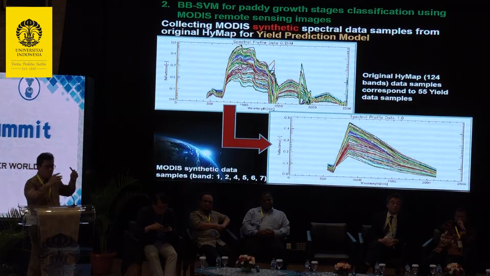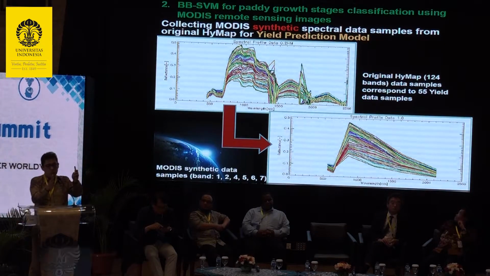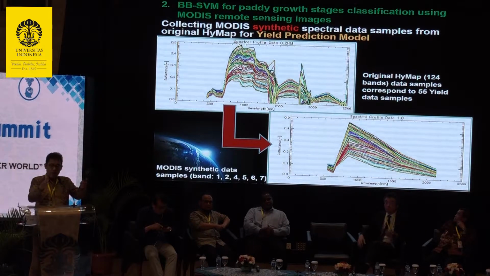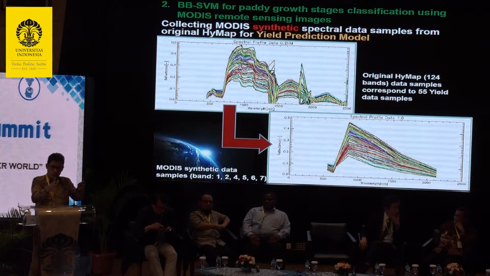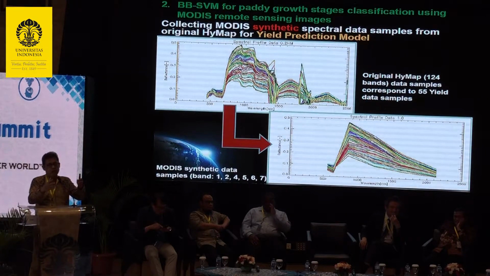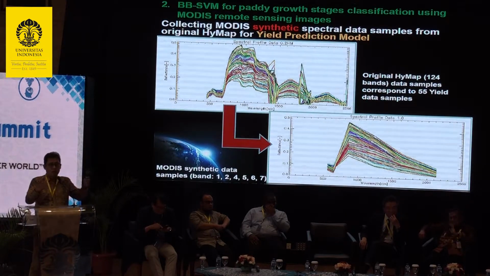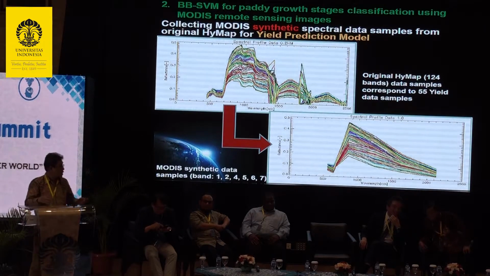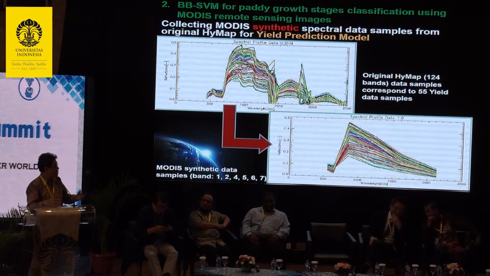But the problem is the MODIS has very low spectral resolution, even though the spatial resolution is quite good. But on the other hand, hyperspectral resolution is very high in spectral, but very low in spatial. So we can combine these two sensors.